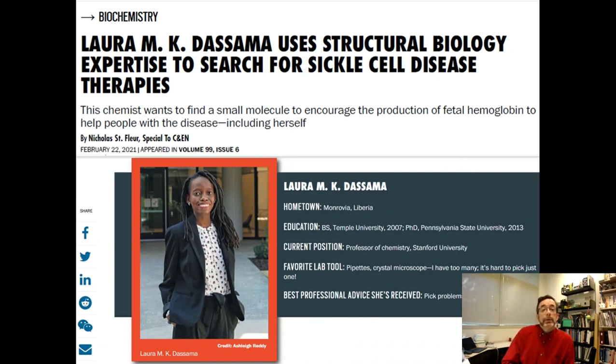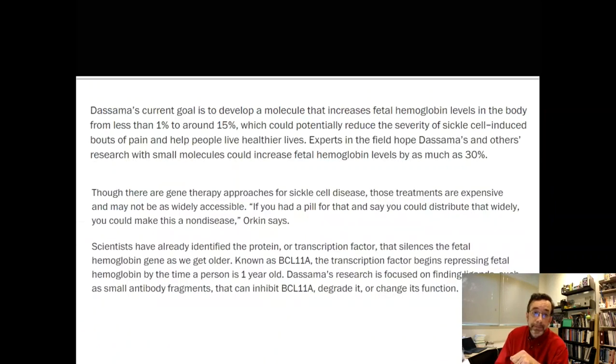Here's a researcher who has focused her life because she has this disease herself. And her sister has it more severely than she does. Like we said, like any disease, this has more severe and less severe manifestations. She's from Liberia, and she is working on treatments to encourage the production of fetal hemoglobin. So something like hydroxyurea, but something that we understand how it works, and we can make it work better.